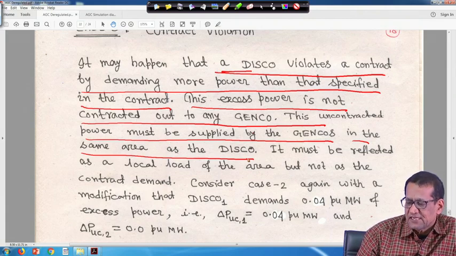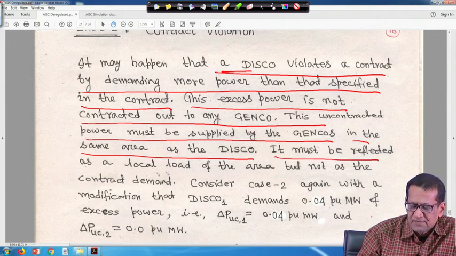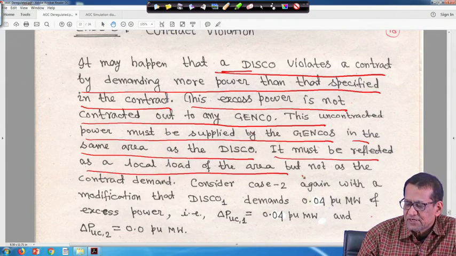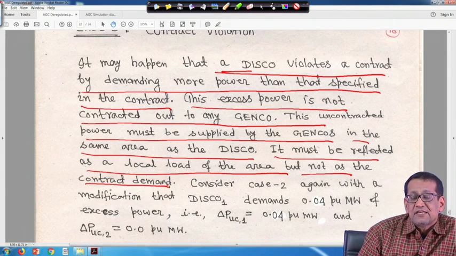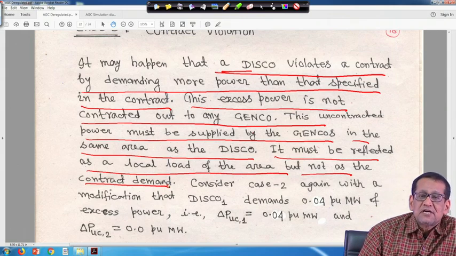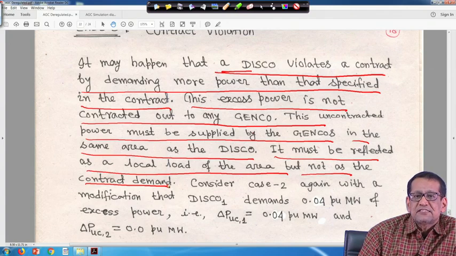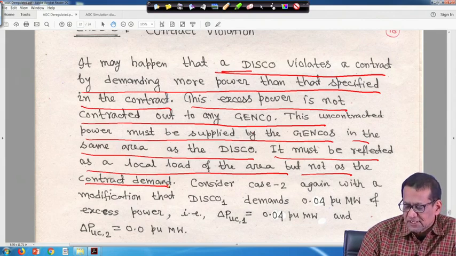So, that was the idea. It must be reflected as a local load of the area, but not as the contract demand. That is why in that block diagram, in area 1 and area 2, it was shown delta PL1 UC, that is delta PL1 uncontracted demand, and in area 2 also delta PL2 UC, the delta PL2 uncontracted demand.